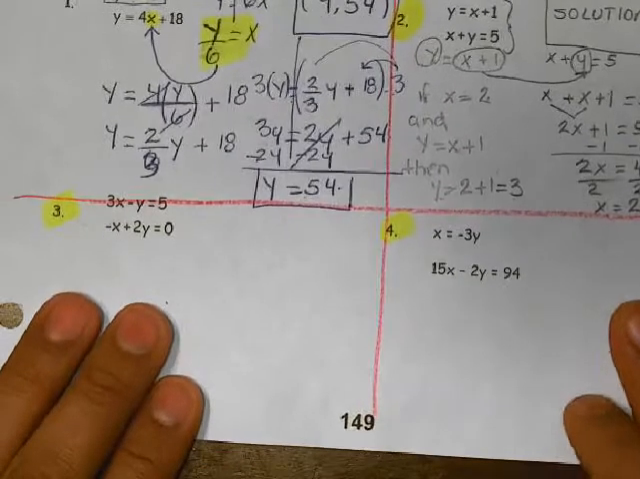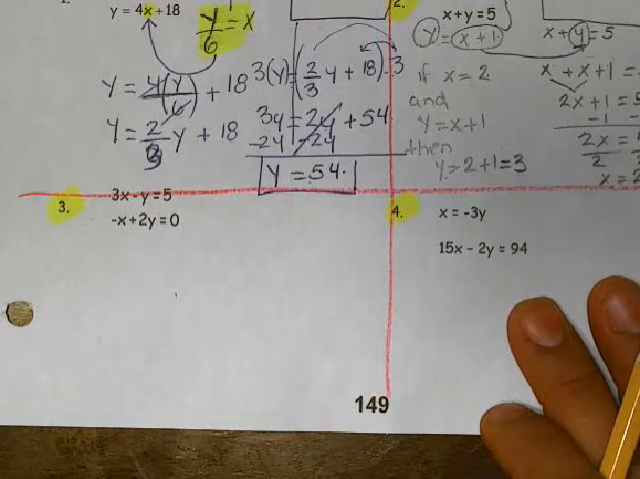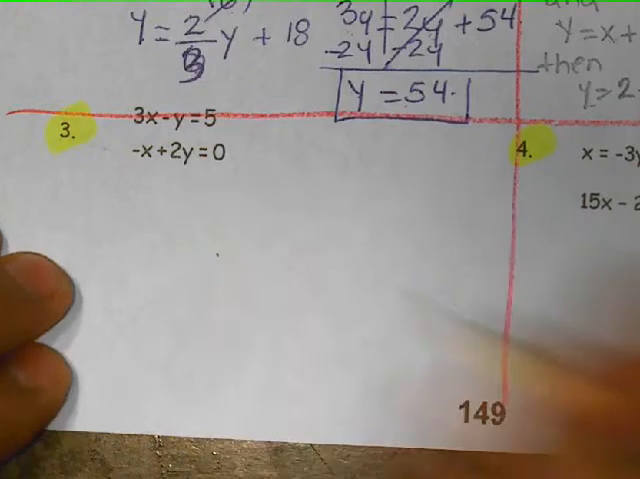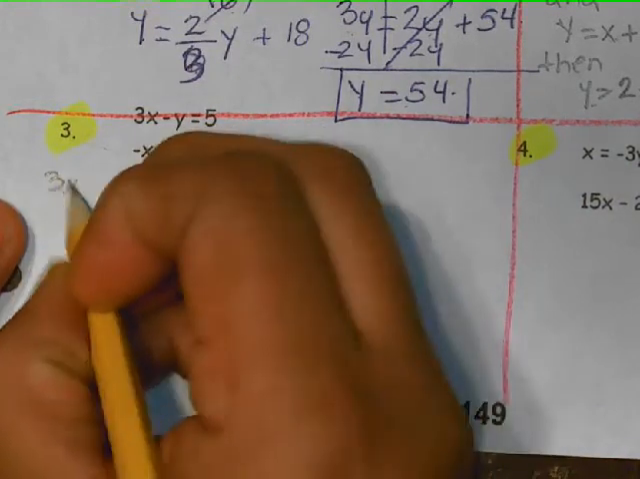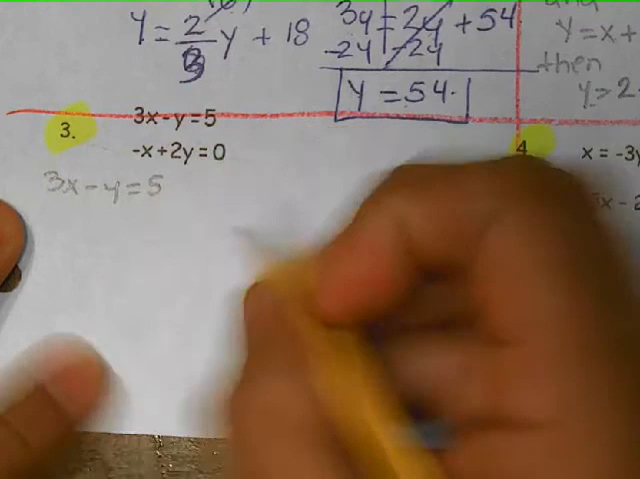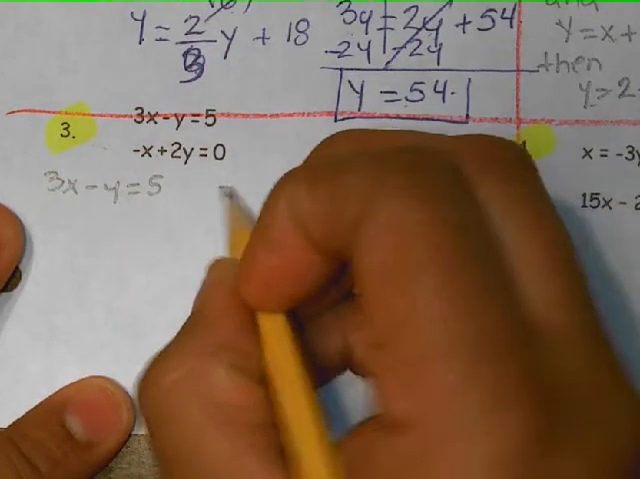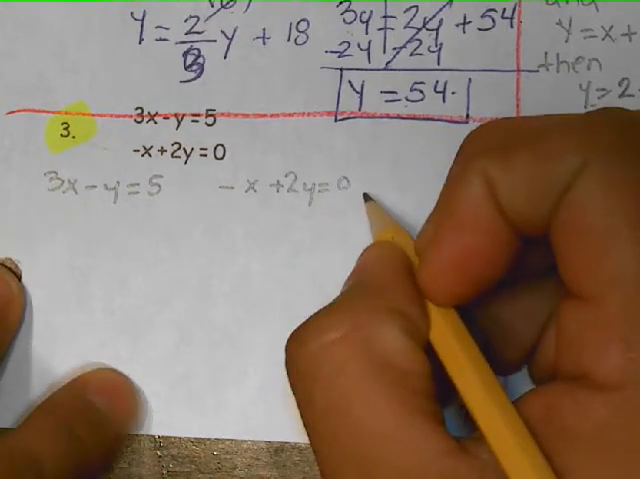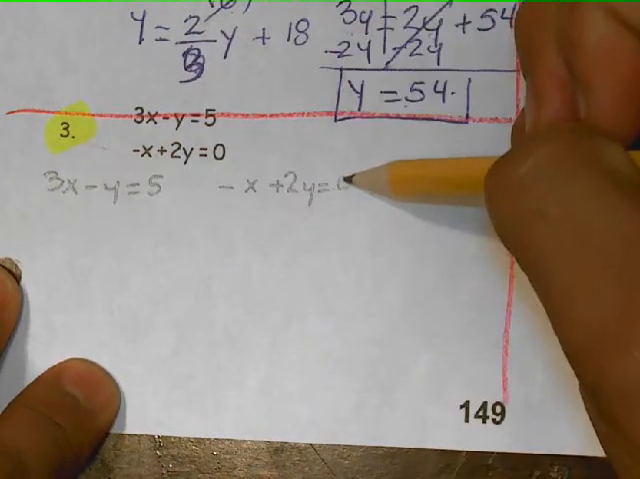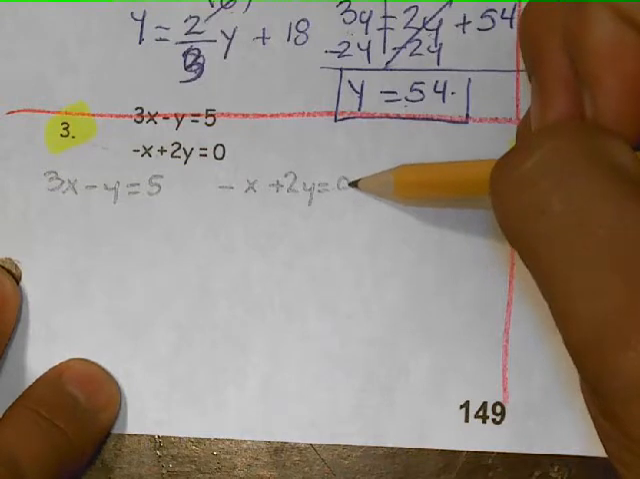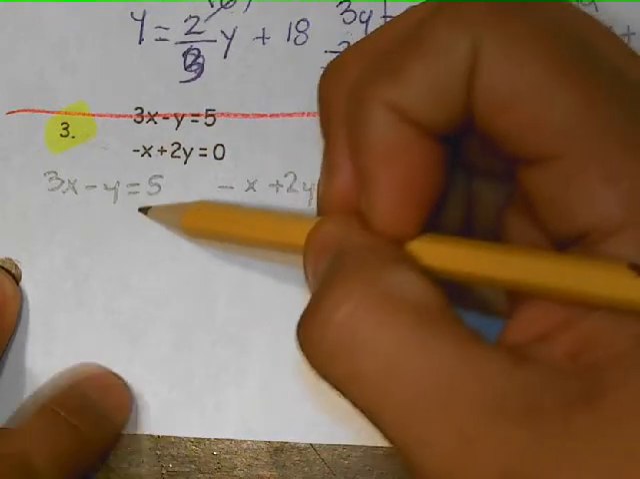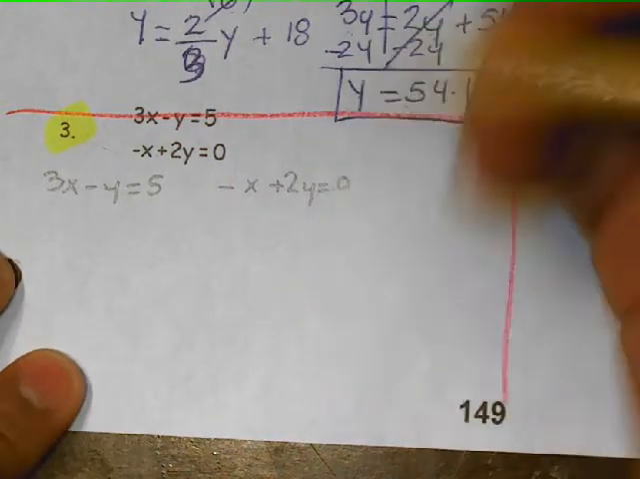Okay, let's take a look at question number 3 right here. I'm going to zoom in to question number 3. And again, I'm going to have you copy the equations side by side. So the first one becomes 3x minus y is equal to 5. And the second equation is negative x plus 2y equals 0. So from either one of the equations, I need to solve for either x or y.